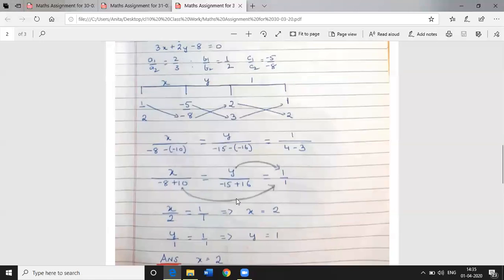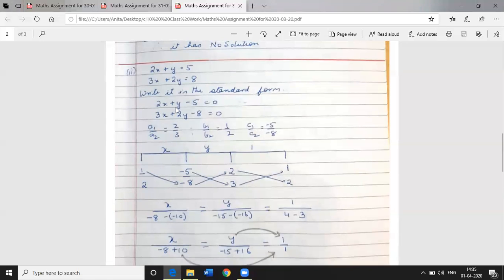Simple? Are you understanding it? You just have to first write it in the standard form. After you write the standard form, draw a straight line, 4 parts: x, y, and 1. Write the values, start writing the values of b1. b1, b2 means the coefficients of y. This one: 1, 2, minus 5, 8, 2, 3, and again 1, 2. So you have to start with the center. Start writing the coefficients of y. And then all you do is cross multiply.